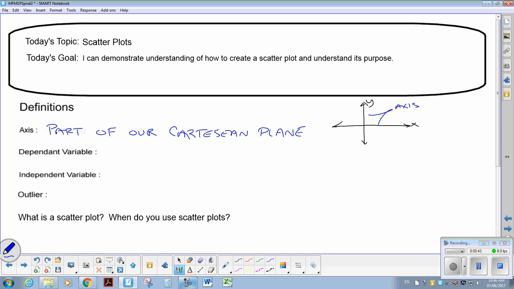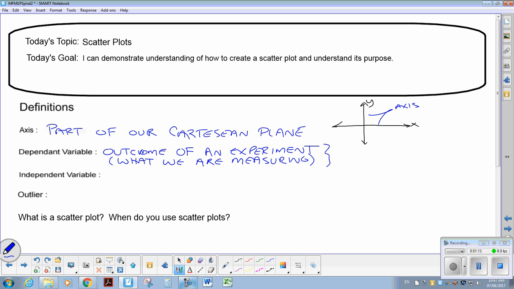All right, now our dependent variable. Dependent variable is the outcome of an experiment. Okay, it is what we are measuring. All right, and this typically is always your y-axis. Your dependent variable, we always put on the y-axis.